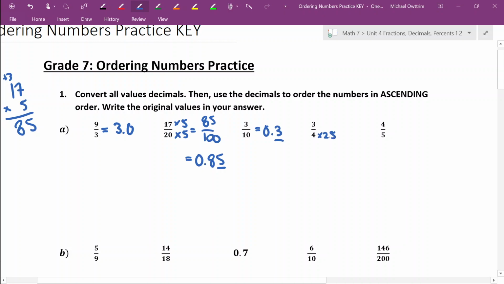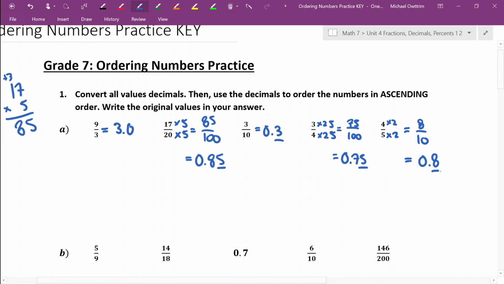4 can be multiplied by 25 to make 100 on the bottom, and that gives us 75 on the top. 75 hundredths is 0.75. Then our 4 over 5 can be multiplied by 2, and that gives us our 8 out of 10. And 8 out of 10 is 0.8, or 8/10, reaching the tenths place.